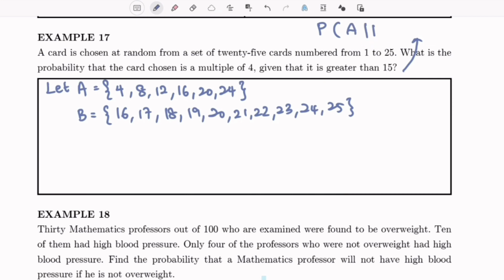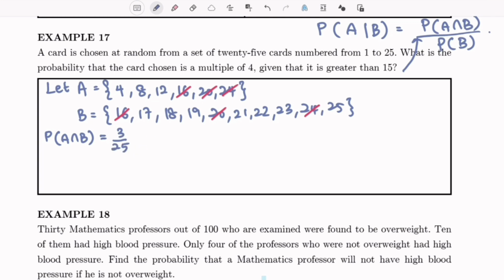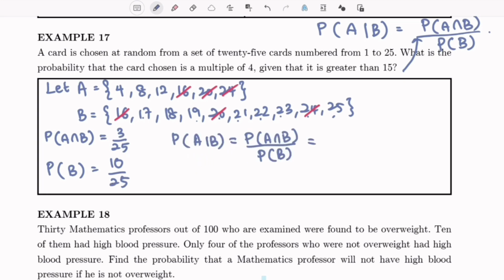The question is asking for the probability of A given B. So we need to find P(A intersect B) and P(B). For the probability of A intersect B, we have 1, 2, 3. So 3 over the total number of cards, 25. And then the probability of B, we have 1, 2, 3, 4, 5, 6, 7, 8, 9, 10. So 10 over 25. So the probability of A given B equals 3 over 25 divided by 10 over 25. Simplify that and you get 3 over 10.